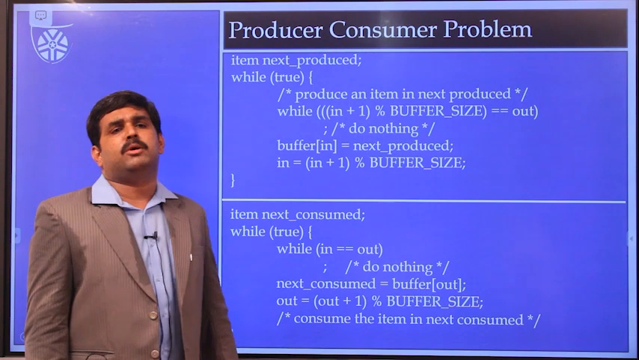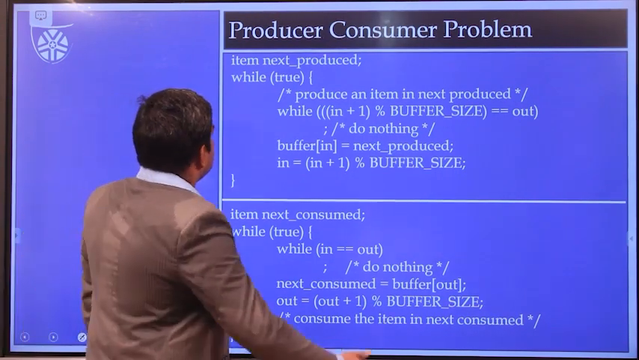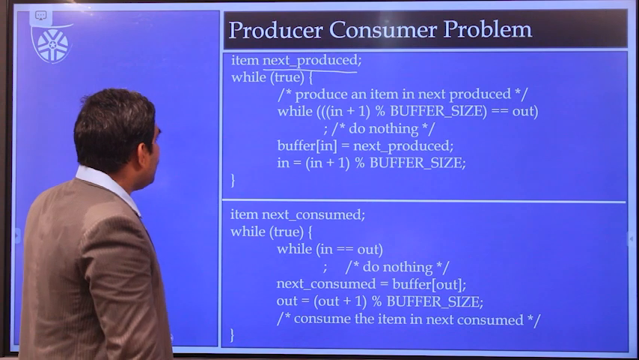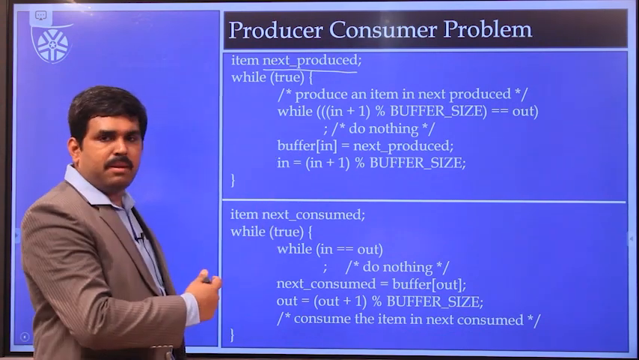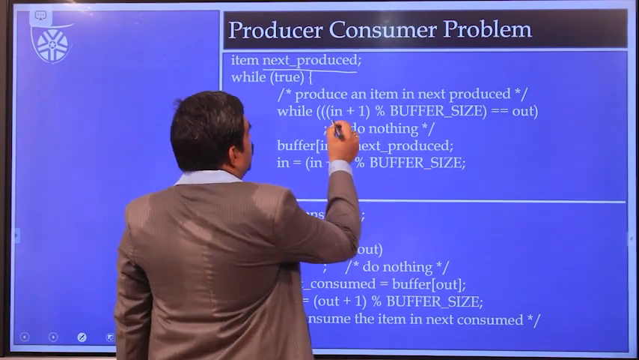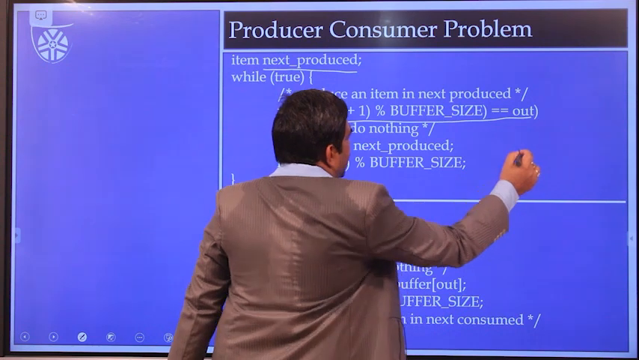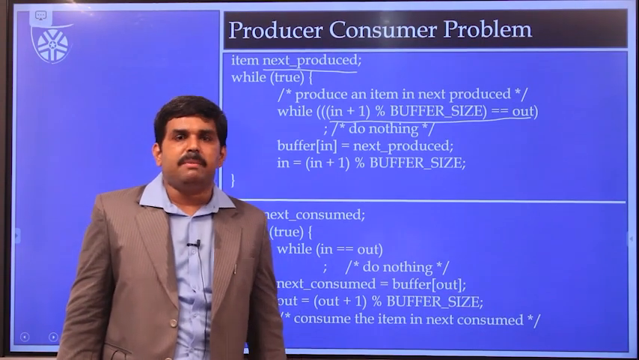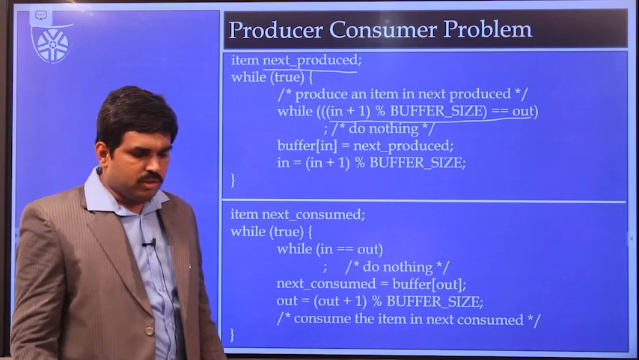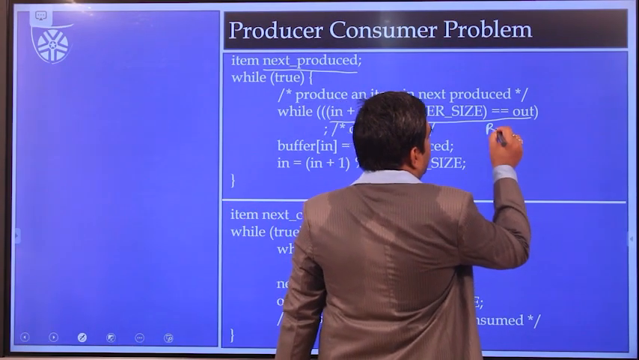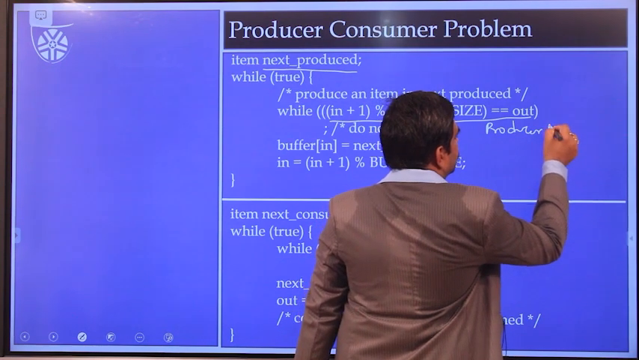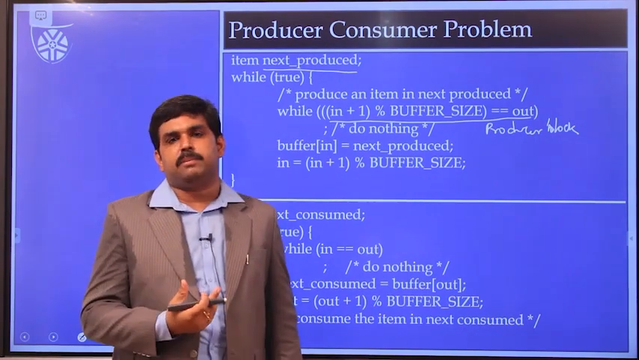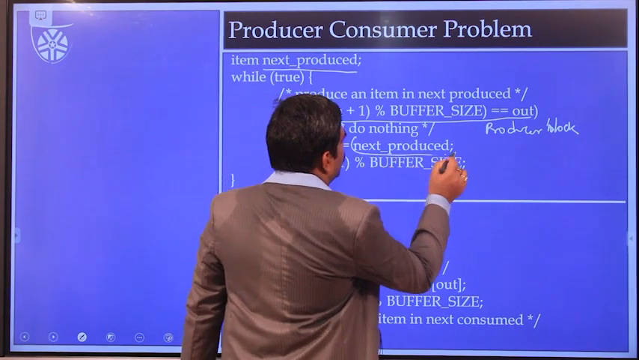Now let us discuss the producer process and consumer process. Whatever item I am going to produce is going to be kept in a location called next produced. This construct is basically used to describe the producer problem. For example, I am assuming (in + 1) % buffer size is equal to out. If this condition is satisfied, then it describes that the buffer is already full. If the buffer is already full, can the producer do anything? Nothing. The producer will be blocked. Otherwise, the producer will produce the item.